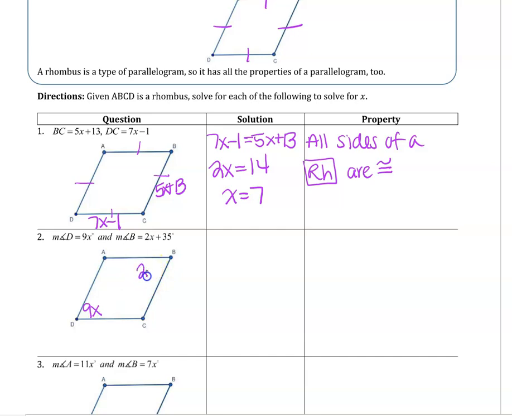All right, next, angle D is 9x. Angle B is 2x plus 35. Now, because a rhombus is a parallelogram, that means we know that opposite angles will be congruent. So that means I can simply say 9x equals 2x plus 35. So that means 7x equals 35. So x equals 5. My property is opposite angles of a rhombus are congruent.